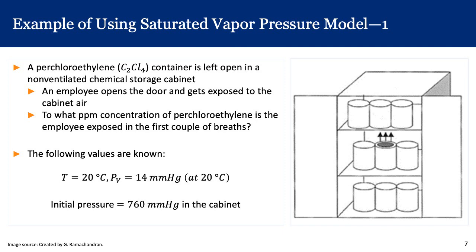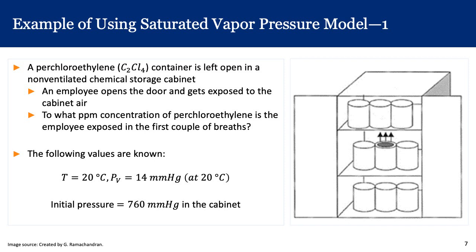So what would be a scenario where this might be applicable? Let's say that there is a perchloroethylene container that is left open in a non-ventilated chemical storage cabinet that is completely sealed. And an employee opens the door, and the first whiff of breath that he or she takes when they open the door and they get exposed to the cabinet air, they are exposed to saturated vapor pressure concentration of perchloroethylene. So to what ppm concentration of perchloroethylene is the employee exposed in the first couple of breaths?